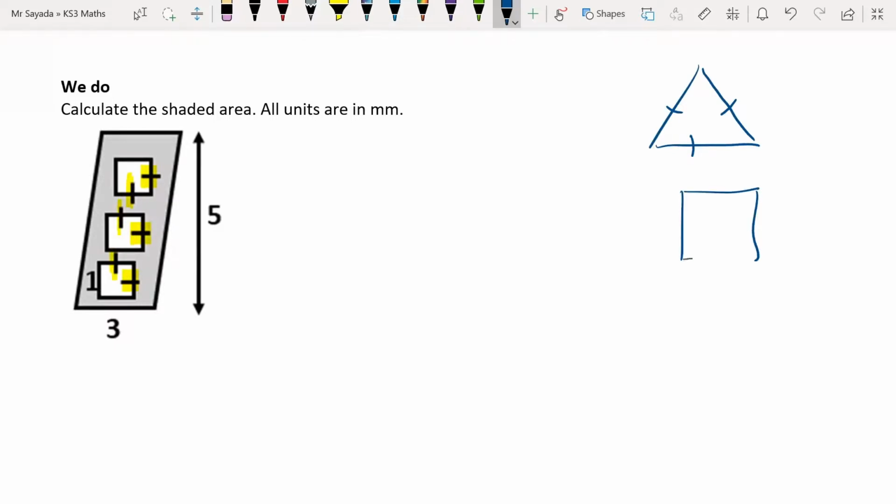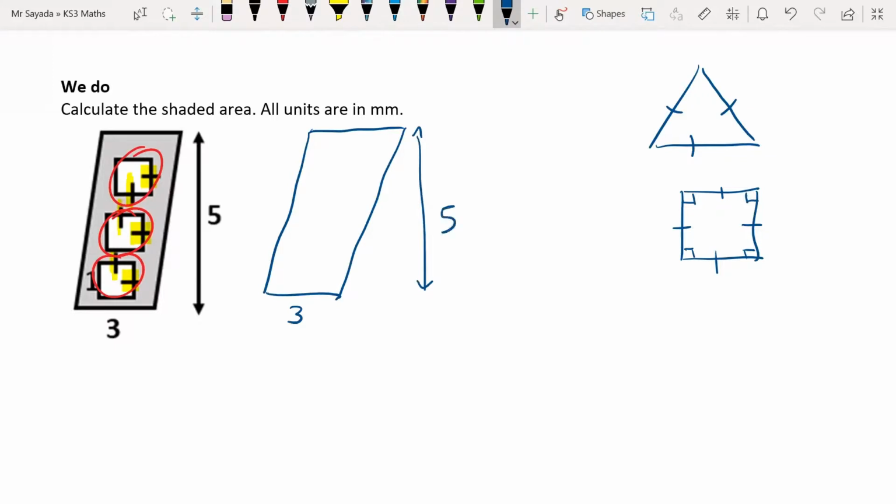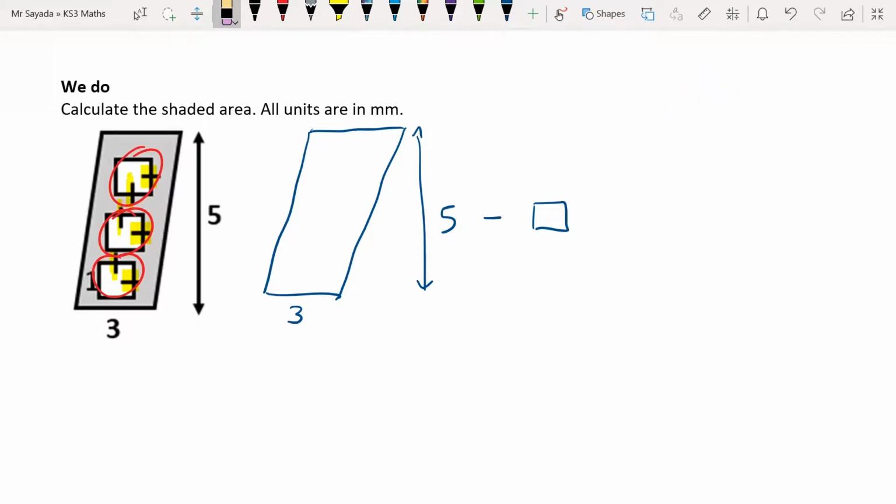If I do a shape like this and put these lines there, that means those 2 sides of that shape are the same length, which makes this actually a square, because these are right angles, so these 2 sides must be the same as well. So those little shapes in here are actually squares. So this, this, and this are little squares. So what I'm doing all together is I've got the parallelogram, which has a base of 3 and a height of 5. And I'm minusing from that this little square, and also this little square, and also this little square. And each of those is a 1 by 1.